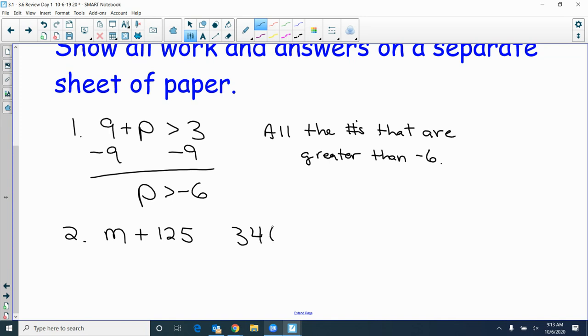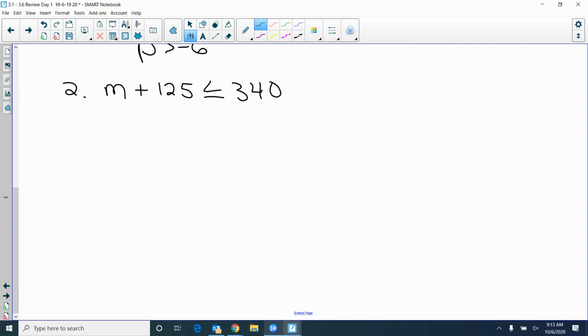What inequality should I put in there? Should I put less than or equal to or greater than or equal to? Evan? Less than or equal to. Okay. So he cannot spend more than $340 because that's all he's got. Now he doesn't say anything about his Visa card, which we'll use when we need it. But start with that. So now solve it by subtracting 125.